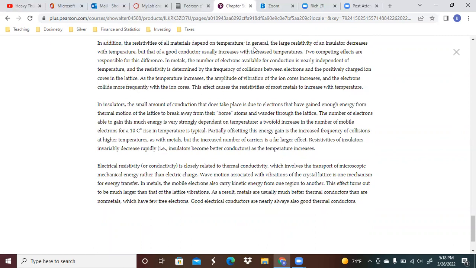The resistivities of all materials depend on temperature. In general, the large resistivity of an insulator decreases with temperature, but that of a good conductor usually increases with increased temperature. Two competing effects are responsible for this difference. In metals, the number of electrons available for conduction is nearly independent of temperature, and the resistivity is determined by the frequency of collisions between electrons and the positively charged ion cores in the lattice. As the temperature increases, the amplitude of the vibration of the ion cores increases, and the electrons collide more frequently with the ion cores. This causes the resistivity of most metals to increase with temperature.